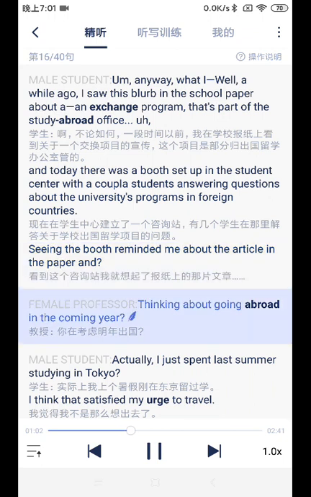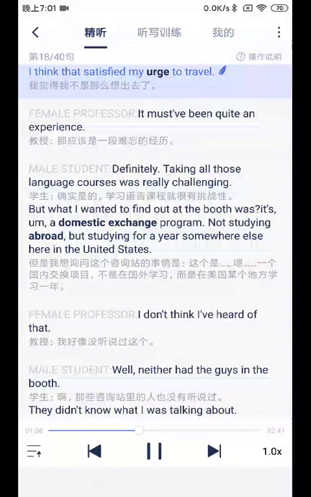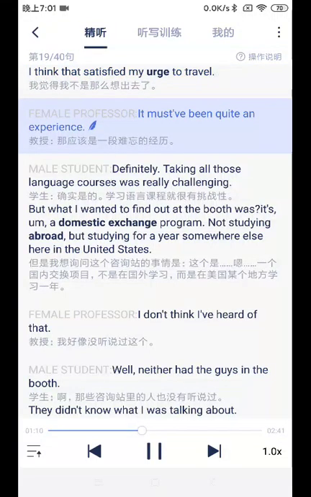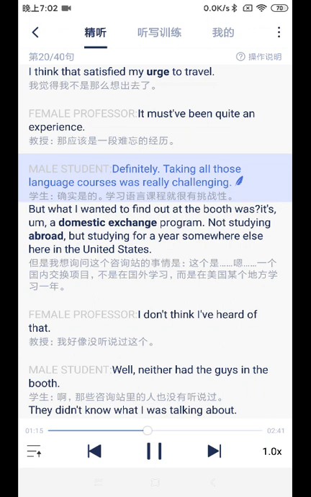Thinking about going abroad in the coming year? Actually, I just spent last summer studying in Tokyo. I think that satisfied my urge to travel. It must have been quite an experience. Definitely. Taking all those language courses was really challenging. But what I wanted to find out at the booth was... It's a domestic exchange program, not studying abroad, but studying for a year somewhere else here in the United States. I don't think I've heard of that. Well, neither had the guys in the booth.